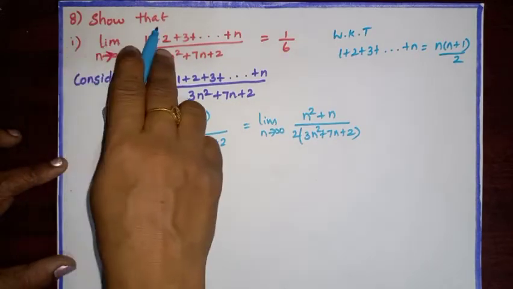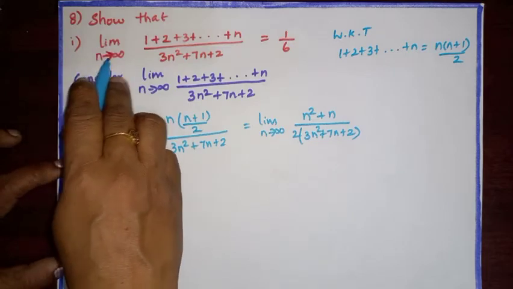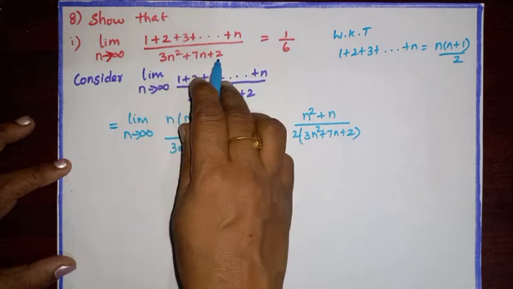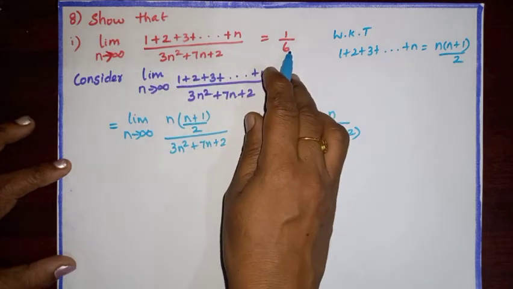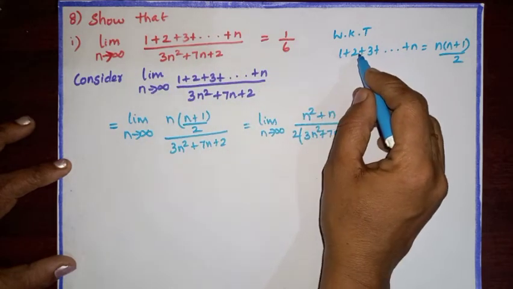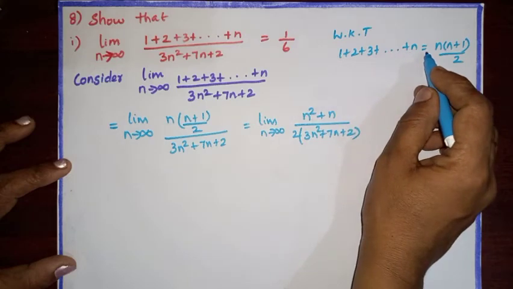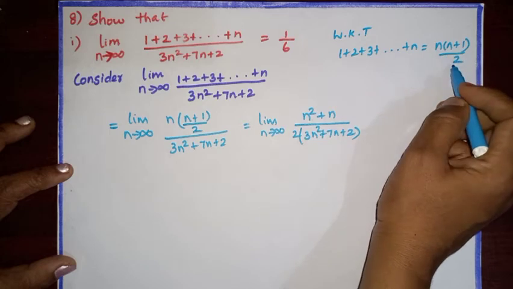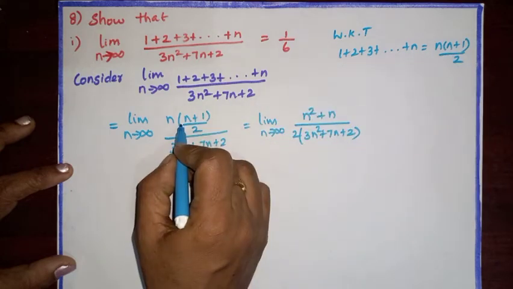Sum number 8. Show that first subdivision, limit n tends to infinity, (1 plus 2 plus 3 plus dot dot dot n) by (3n^2 plus 7n plus 2), which is equal to 1 by 6. We know that 1 plus 2 plus 3 plus dot dot n is equal to n into (n plus 1) by 2, the sum of the natural numbers. So I am going to substitute in the numerator.